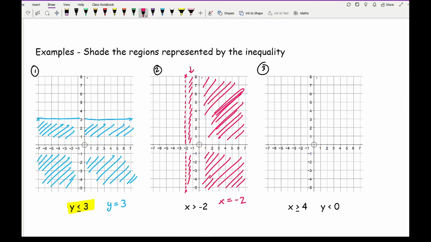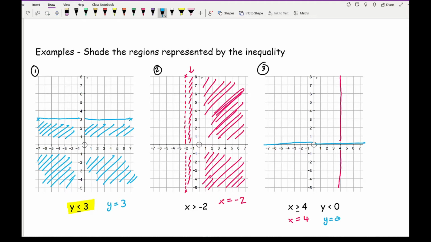Now in question 3, I've got two that I need to plot. Looking at the first one, again we'll try and keep the colours consistent. Here I want to plot x equals 4. That is going to be a vertical line going through 4, and I want a solid line because it's equal to that number. I'm going to join that up, and I'm going to do the shading at the end. Now y equals 0 is a horizontal line going through 0, so it's going to be this line here.